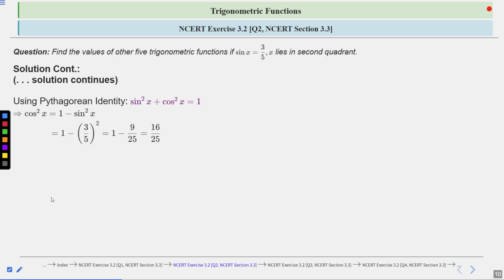Now cos square x can be written as 1 minus, since it is given in the question sin x equal to 3 by 5, so cos square x will be 1 minus 3 by 5 whole square, which is equal to 1 minus 9 upon 25, which is equal to 16 upon 25. So cos square x will be equal to 16 upon 25.